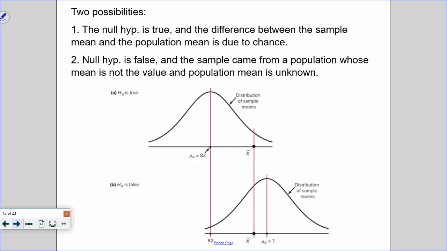The second option is that the null hypothesis is false, and the sample came from a population whose mean is not the value, and the population mean is unknown. So that they did better, or they did worse, or they did whatever is assumed, okay?